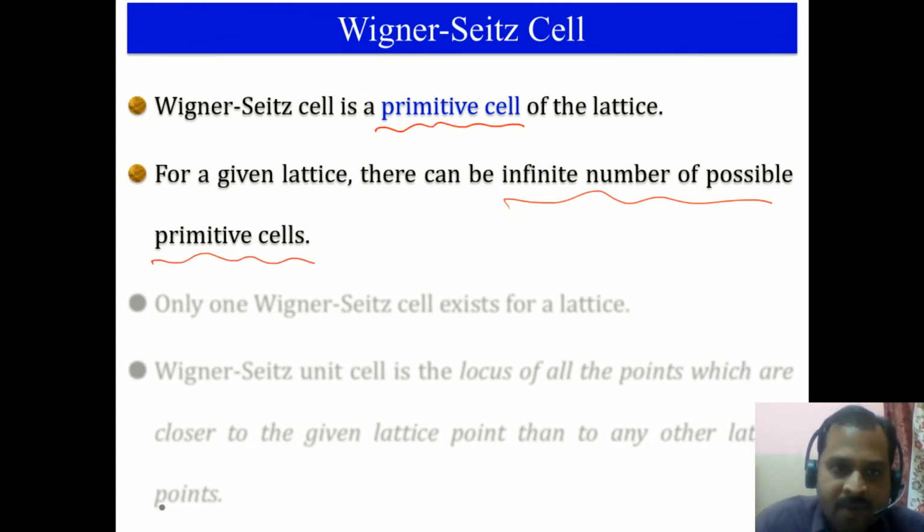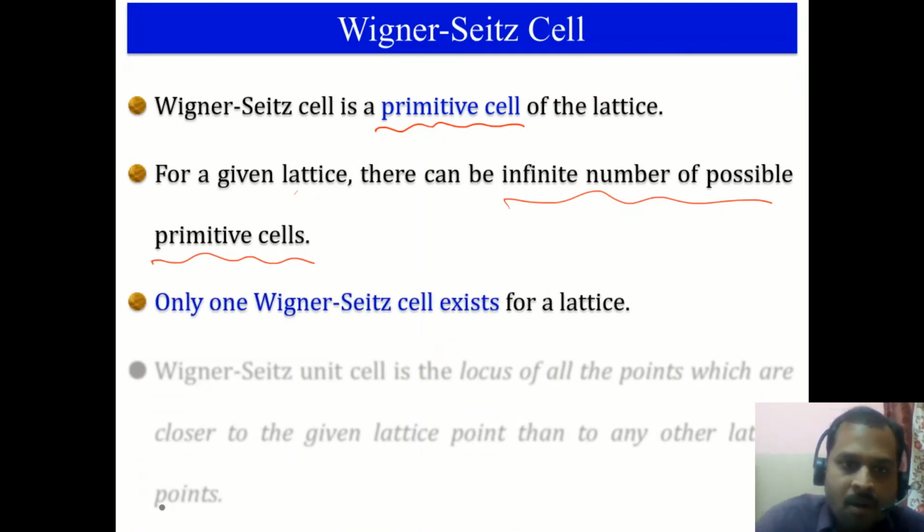So different people, depending on the need, can choose different types of primitive cells, because there can be an infinite number of possible primitive cells. Whereas the Wigner-Seitz cell is fixed. Only one Wigner-Seitz cell can exist for a particular lattice. This becomes clear if you look at the very definition of the Wigner-Seitz cell.